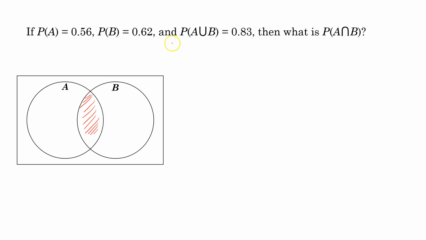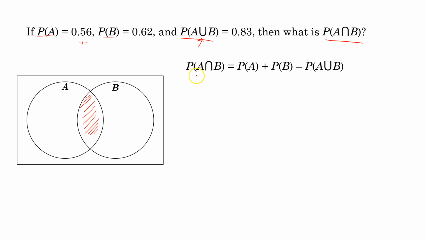Now what's nice about the general rule is it doesn't matter which one of these you're looking for. You do the same thing. You add probability of A plus probability of B and then subtract out the one that you have and it'll give you the one that you want. So probability of A intersect B is probability of A plus probability of B, subtract out the probability of the union.